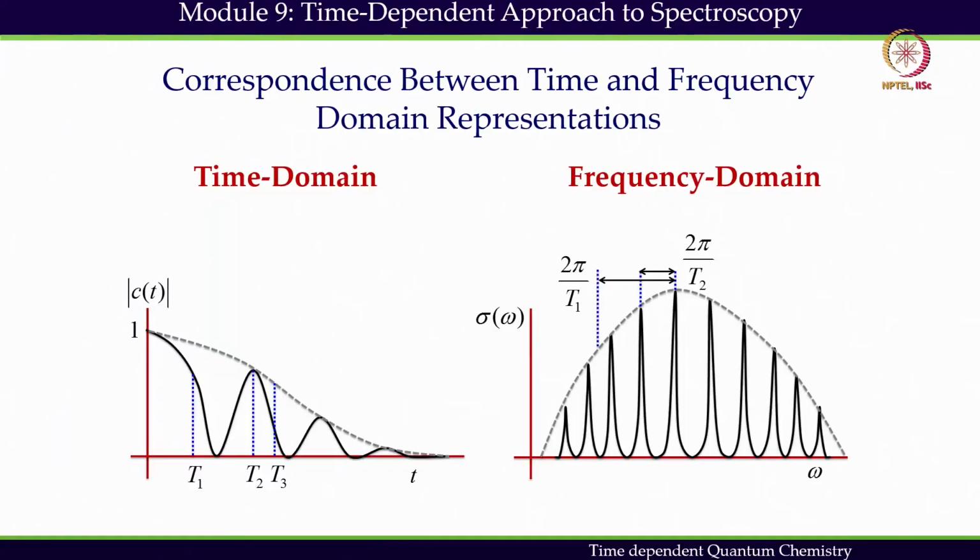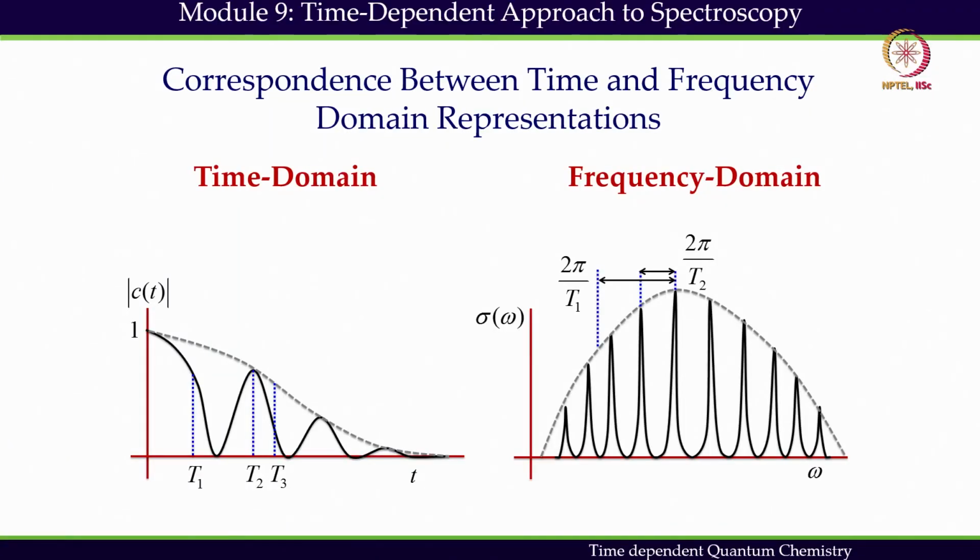Welcome back to module 9 of the course time dependent quantum chemistry. We have presented the time correlation function and we have seen that the Fourier transform of the time correlation function actually gives the spectrum of the system. To get that spectrum, I do not need to solve TISE; just solving TDSE I can get that. So it's a very interesting perspective we have developed for the time dependent Schrodinger equation.